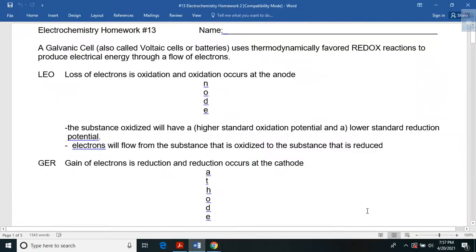Hi, in this video, we're going to start to look at electrochemistry, and we're going to talk about electrochemistry in terms of batteries, which we call galvanic cells or voltaic cells. And when we talk about these batteries, which we call both voltaic cells or galvanic cells, they use a thermodynamically favored redox reaction. And if you'll recall from earlier in the year, redox means oxidation reduction.